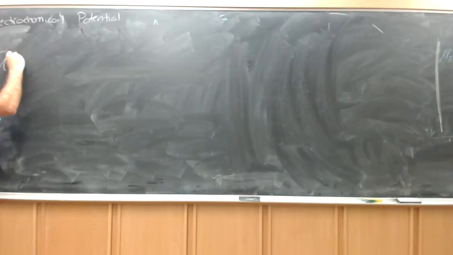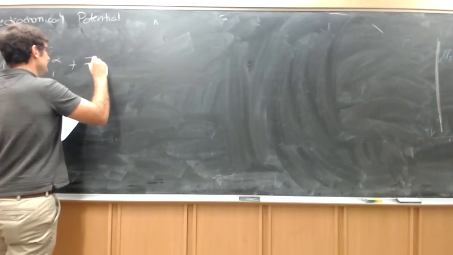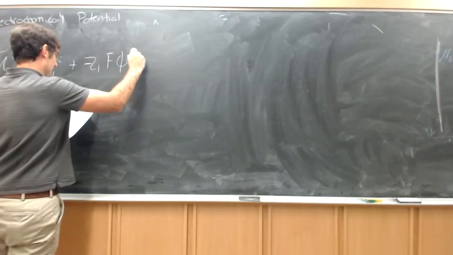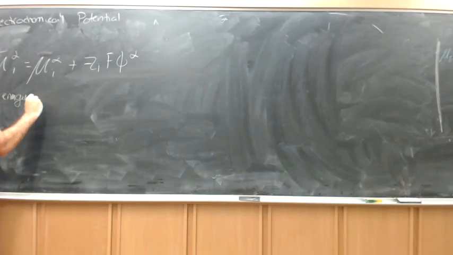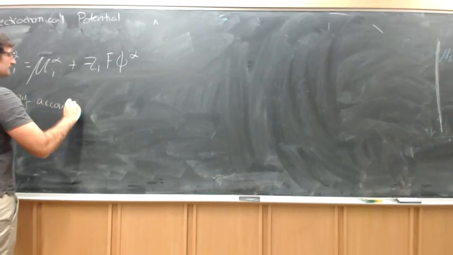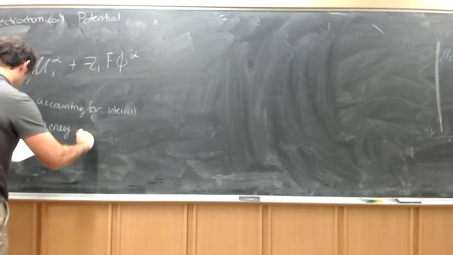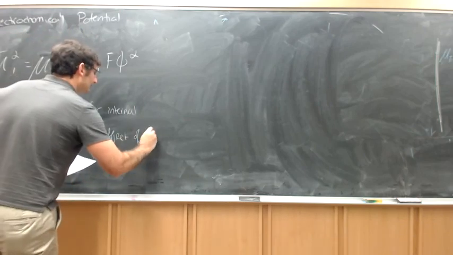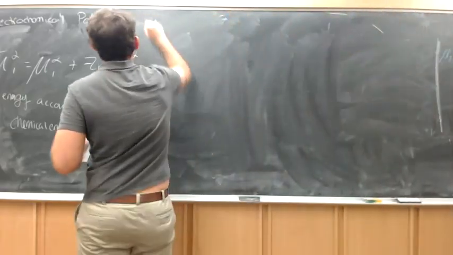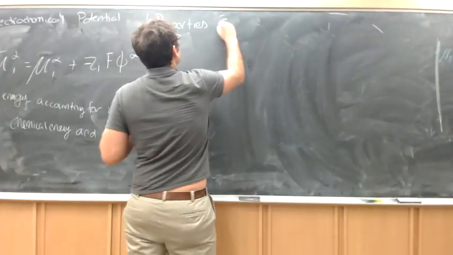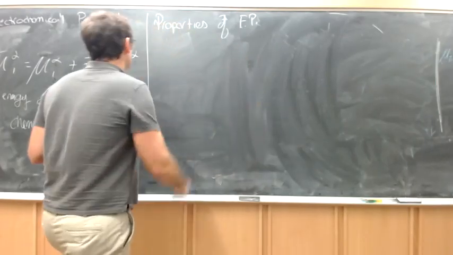that mu bar alpha i equals mu alpha i plus z_i F phi alpha is just the energy. This is the chemical potential energy accounting for internal chemical energy and the effect of the field. Okay, so we'll do the properties of the electrochemical potential next. So, properties of the electrochemical potential.